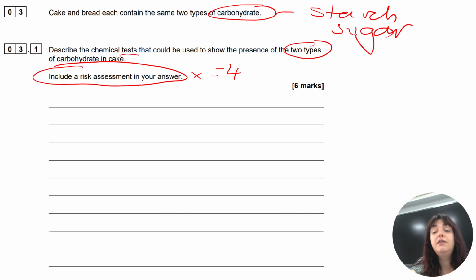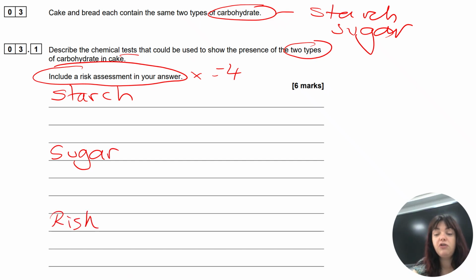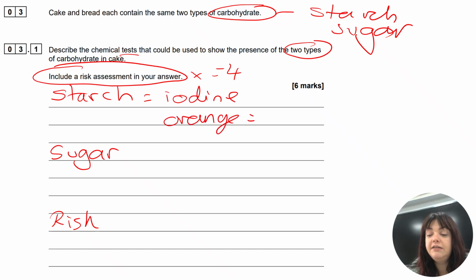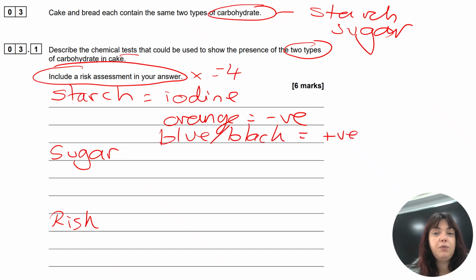Okay, so this is how I would set it up, right? I need to do the 2 tests. So I need to do starch, I need to do sugar, and then I need to do my risk assessment. Okay, so straight off in my head, I know the things that I need to talk about. So starch, I'm going to test using iodine, and I'm going to say that orange is negative and blue-black is positive. Now, I've done shorthand for negative and positive there. You do not do that. You need to make sure you write it out in full.